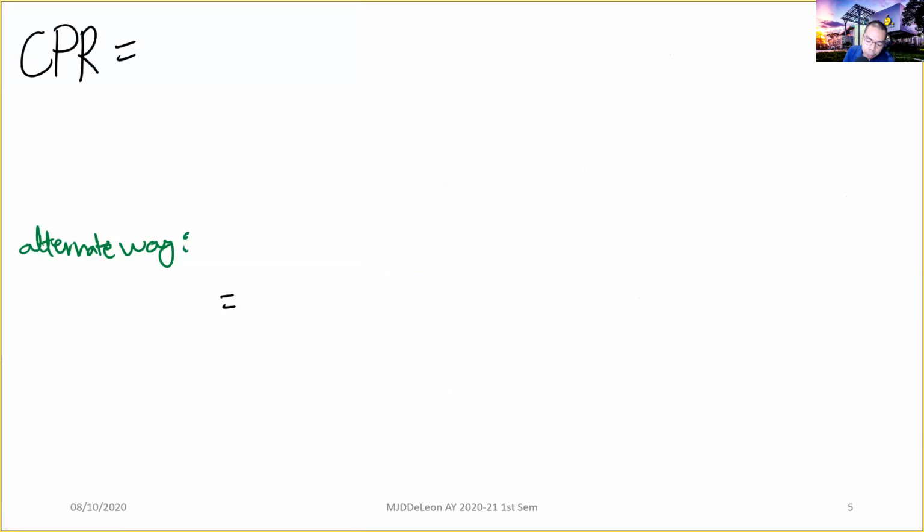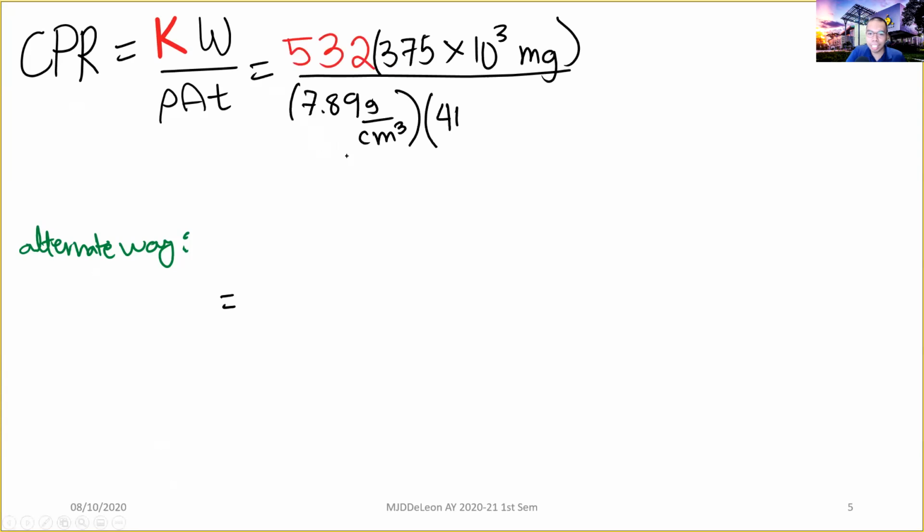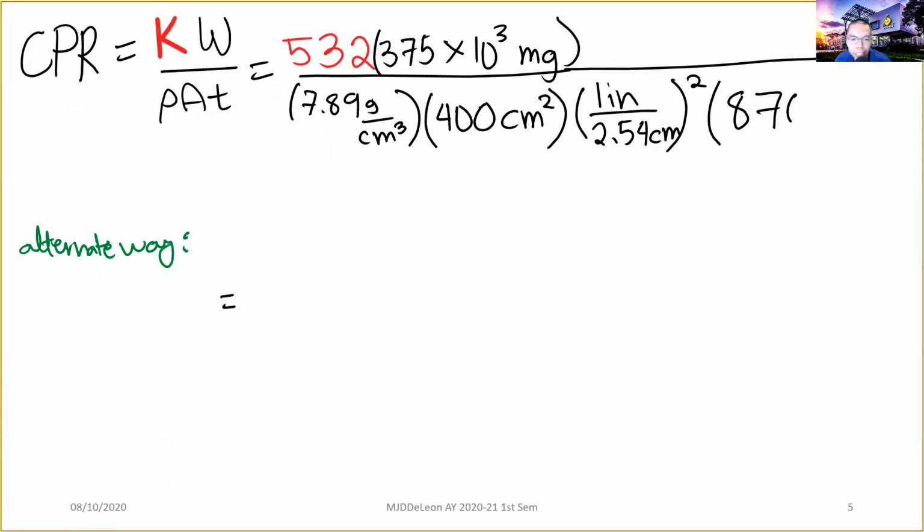So to get CPR, we use our formula. We have KW over rho AT. Wow, gumagalaw siya. I'm so proud of this. Then, plugging in the inputs, K is 532. Weight is 375 grams, but in the formula, we need to make it milligrams. So times 10 to the 3 milligrams over density, over surface area.